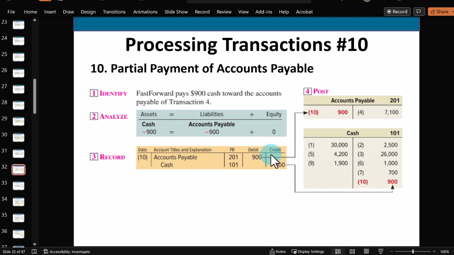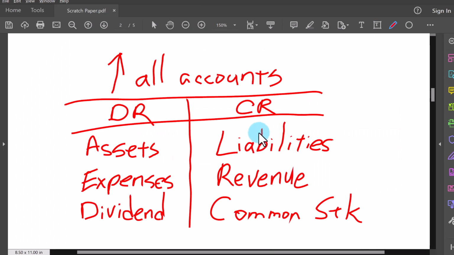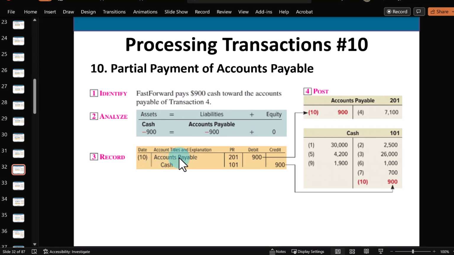We don't owe $900 inside of this amount here. So we're going to pay off, reduce the liability with a debit. Again, the rule, increase liability with credit. Well, I'm reducing the liability. So I got to debit this liability, accounts payable.